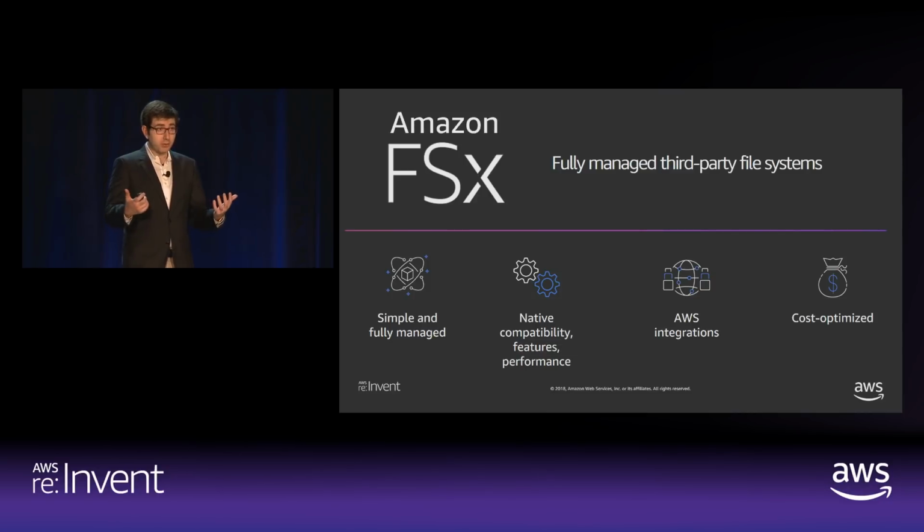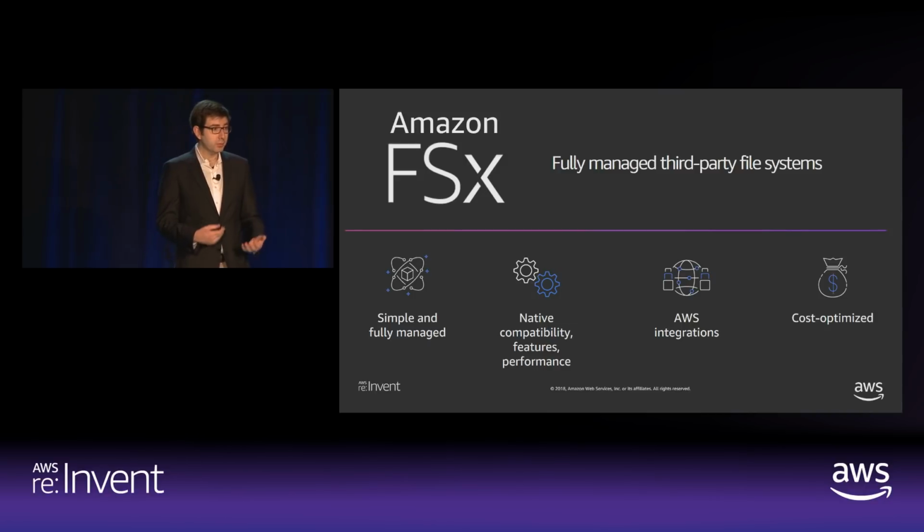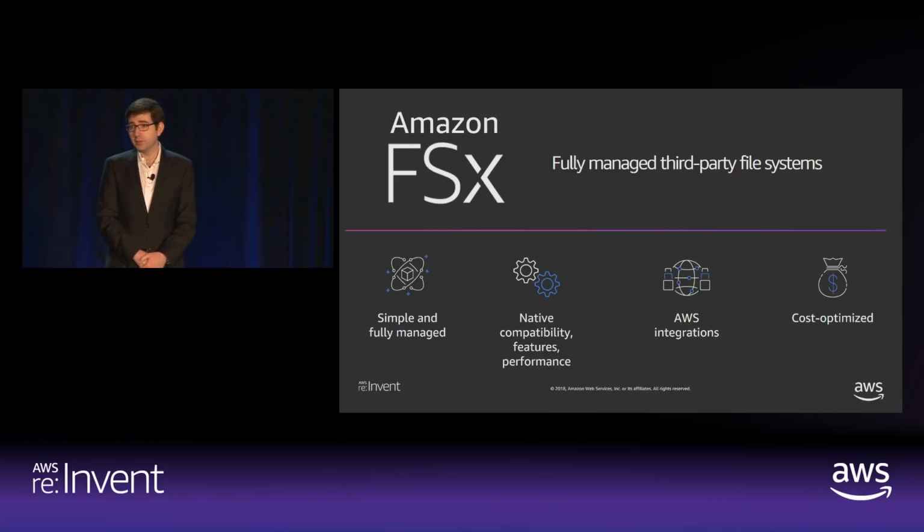The second is providing you the third-party file systems. What that really means is the native compatibility, the feature set, and the performance of these third-party file systems. A lot of these file systems have been evolving over 20, 30 years, and this gives you the ability to really take advantage of them, run them on AWS. Third, providing rich integrations between those file systems and AWS. In many ways, those integrations allow you to get even more value out of running the file systems than if you were doing them just on your own. And then the final is cost optimized, so really optimized for particular workloads.